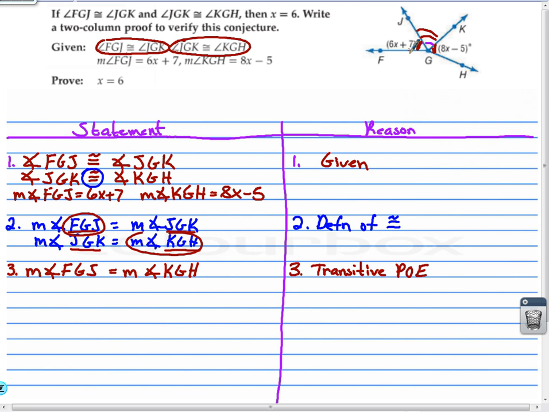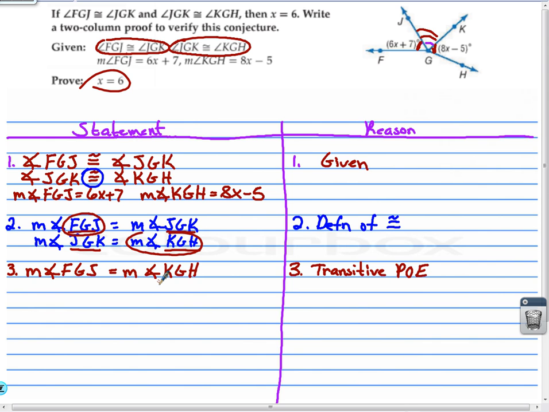Have we done this type of problem before this year? Yes. Okay. Have we done it in a proof form? No, but you've thought your way through it. If these two angles are the same, and again, look at what we're trying to prove. We're pretty much trying to find out what x is. Since we now know that these two angles are the same, up here it says that FGJ is 6x plus 7. KGH is 8x minus 5.